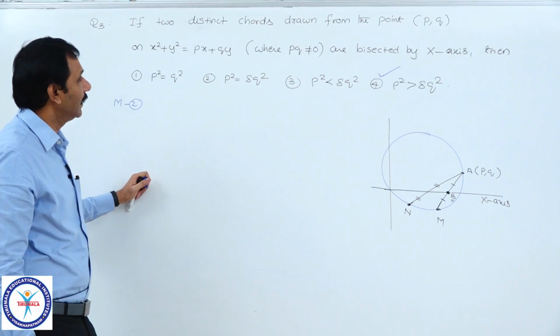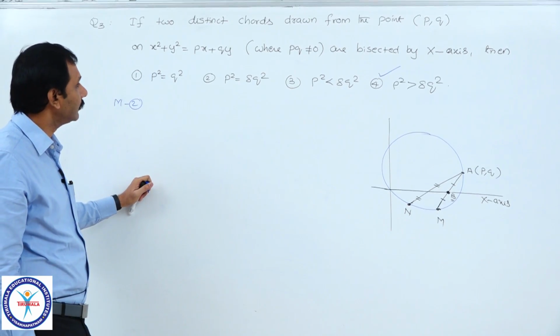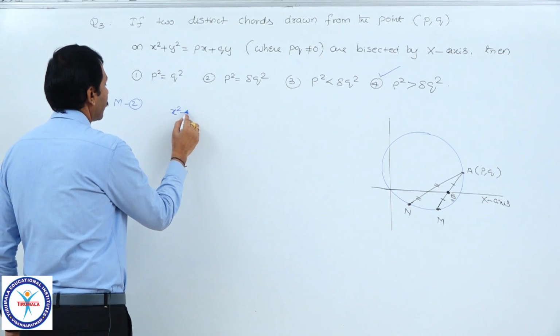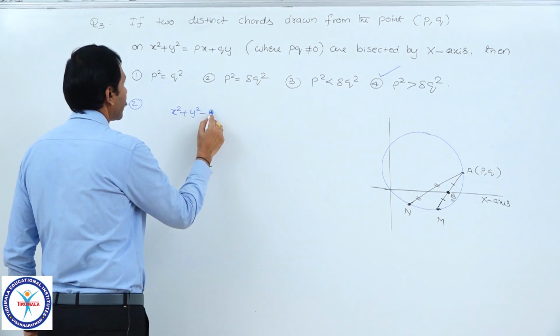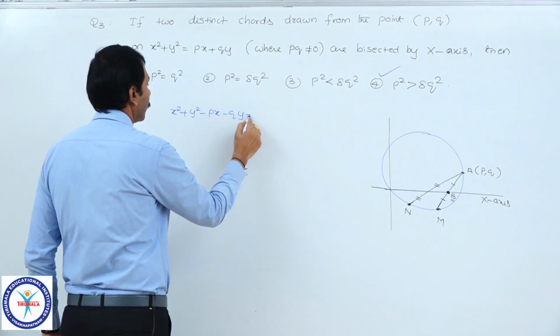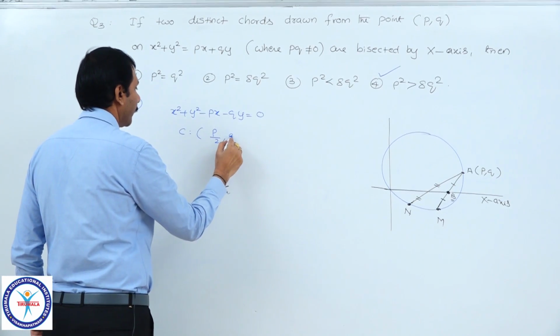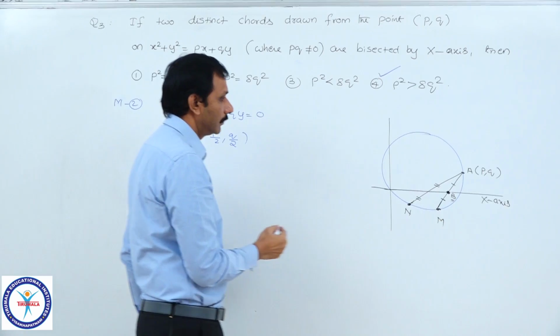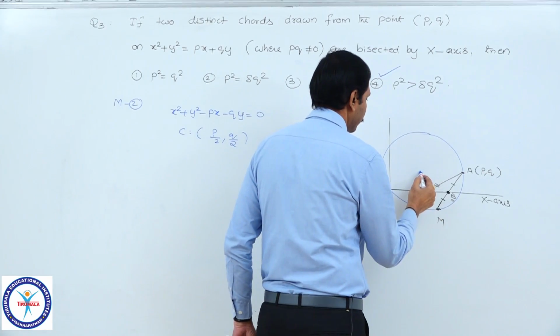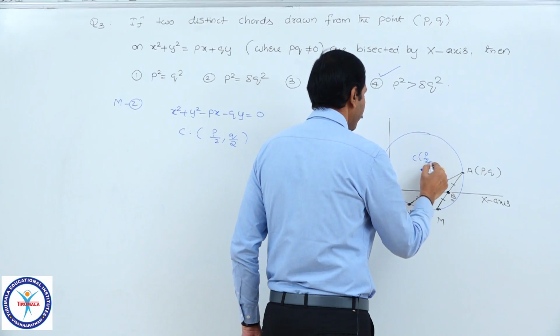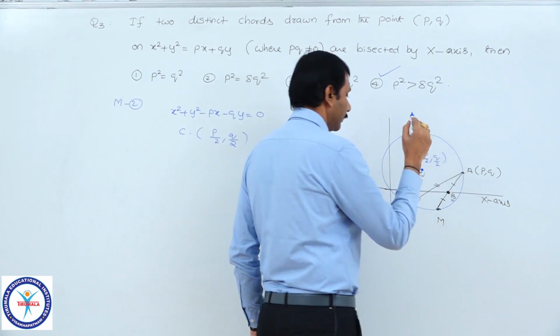We will handle this problem in another way. What is a circle equation? x square plus y square minus px minus qy equal to 0, whose center is p by 2 comma q by 2. Yes, let it be the center whose coordinates are p by 2 comma q by 2.